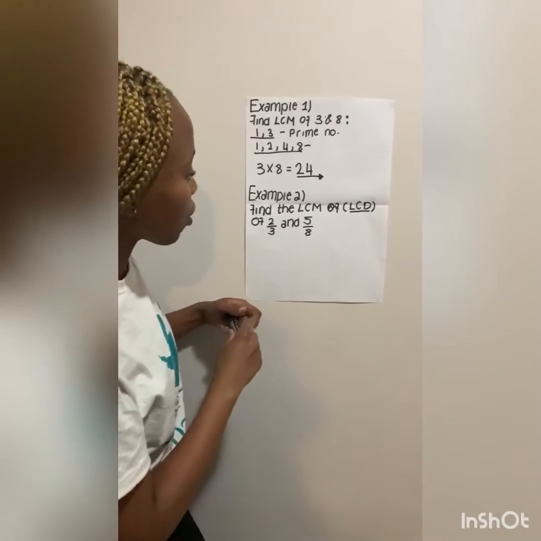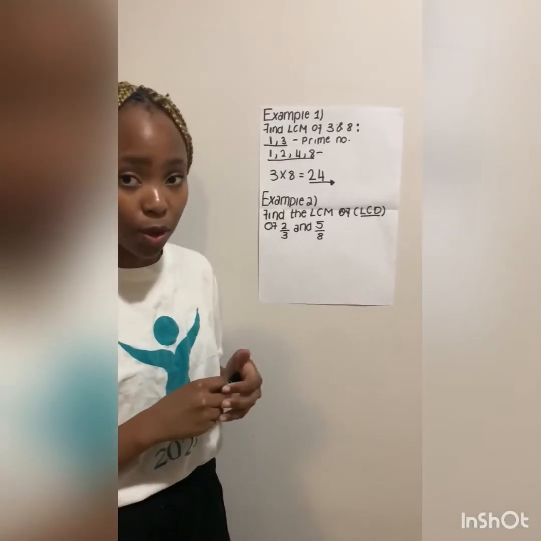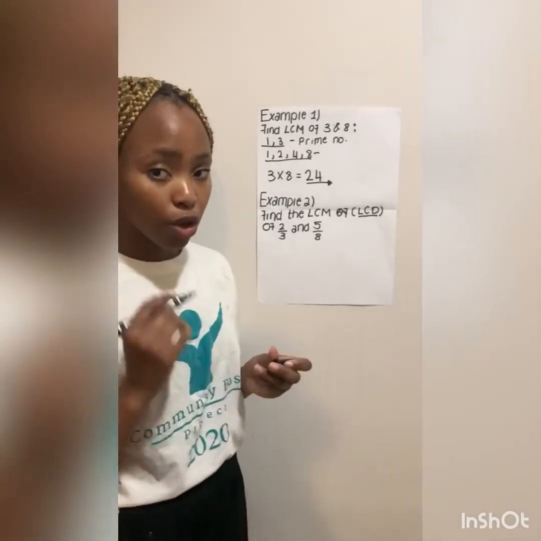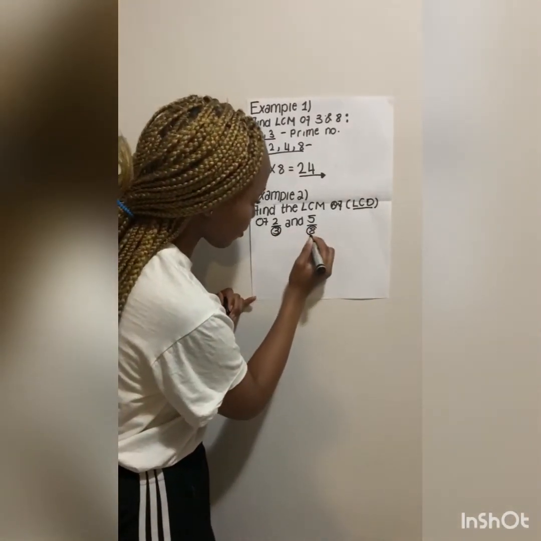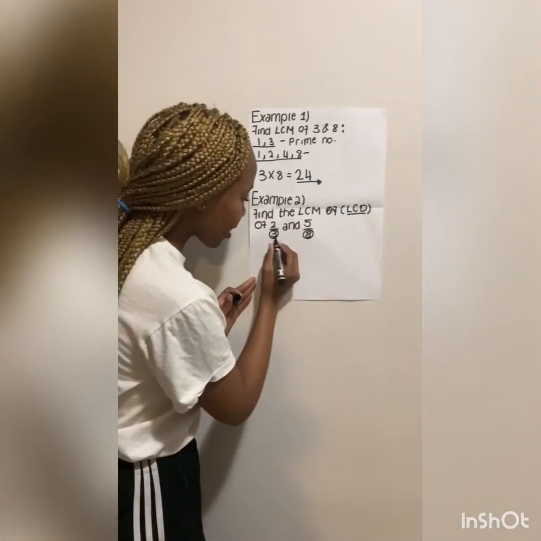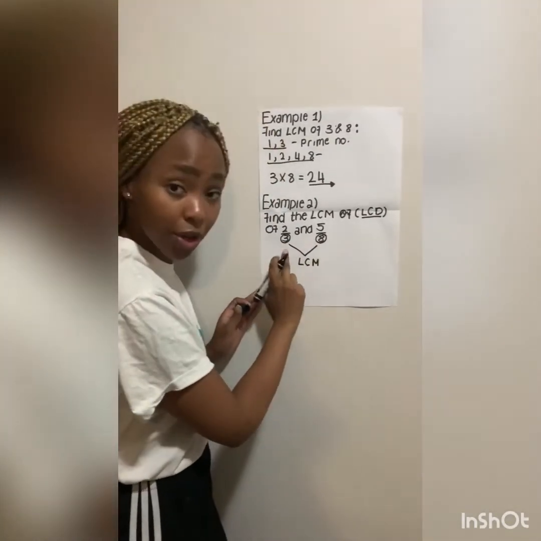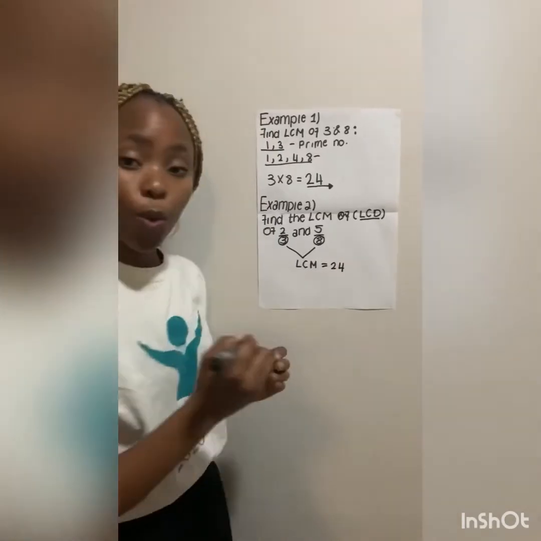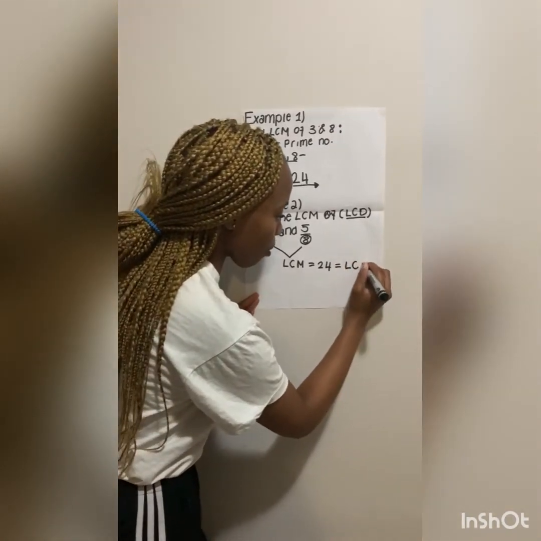When we go to example 2, we are asked to find the least common multiple, or rather the least common denominator. When finding the least common denominator, we take into consideration the denominator itself. And as calculated in example 1, we find that the least common multiple of 3 and 8 is in fact 24. With that said, we get the least common denominator.